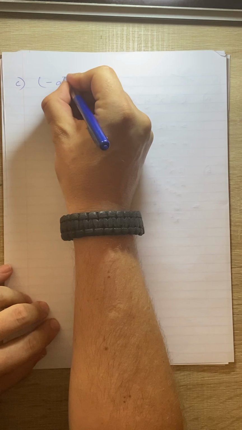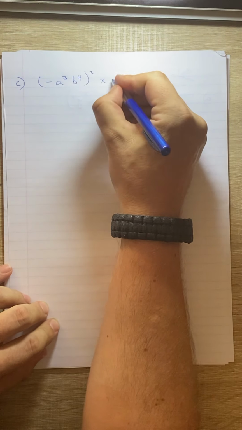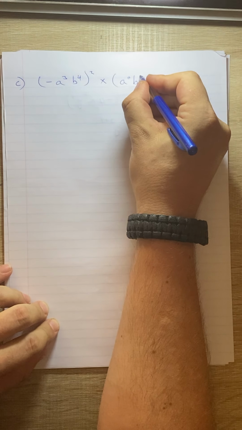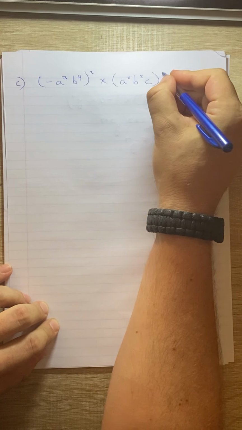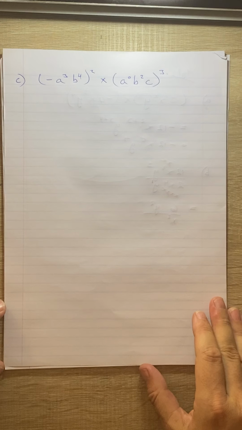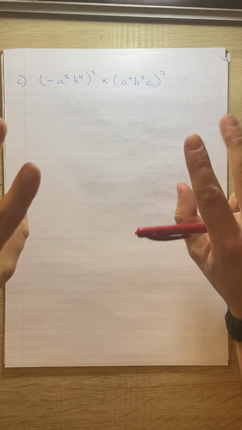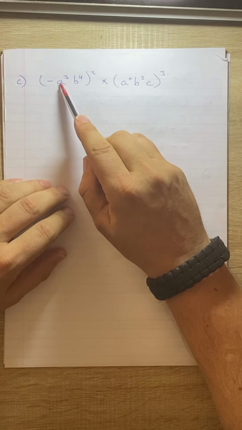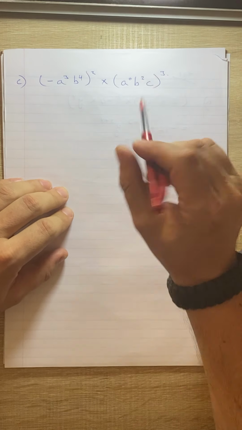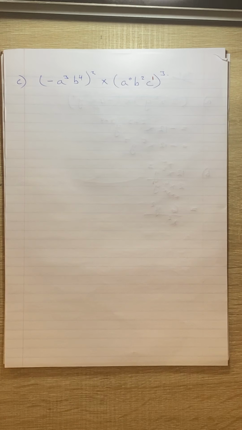Minus a cubed b to the 4, squared, times a to the 0 b squared c cubed. All right. Before I start tackling this, I would just like to go through it and fill in my invisible exponents. So that one has an exponent, exponent, exponent, exponent. This one has an invisible one. I just want to put it in there. Okay, so here we go.